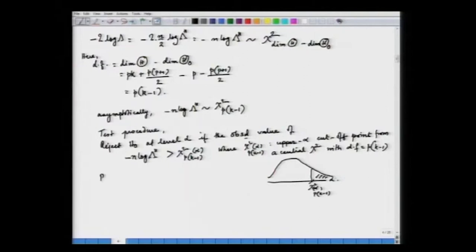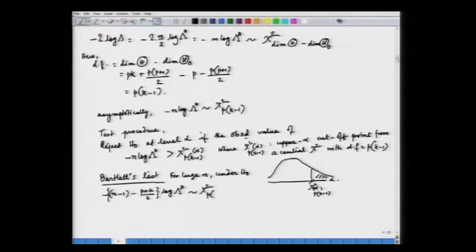As an alternative to this, people sometimes use the Bartlett's test. Bartlett's test is just a change in the constant terms before this log lambda star or log lambda. Instead of minus n, we have a little different expression here. It is minus n minus 1 and then we have a minus p plus k by 2, a little longish constant term attached with the main statistic, and then we have this log lambda star. And this is also following, so we say for large n under the null hypothesis, this also asymptotically follows the central chi square with p k minus 1 degrees of freedom. And so, the test criterion is same as this one, only thing is the statistic is going to be this.